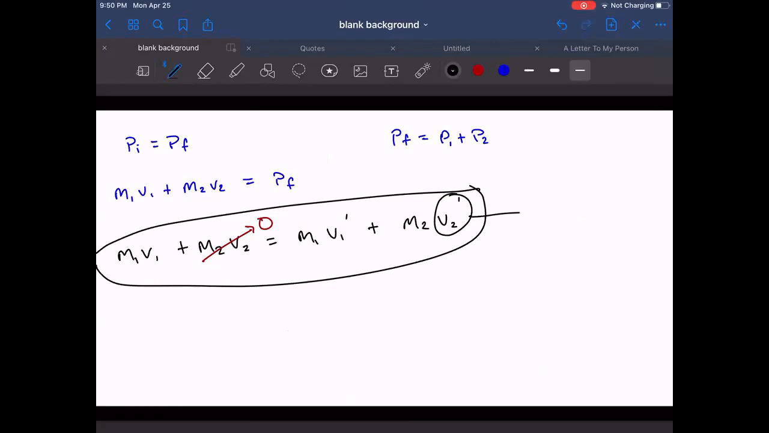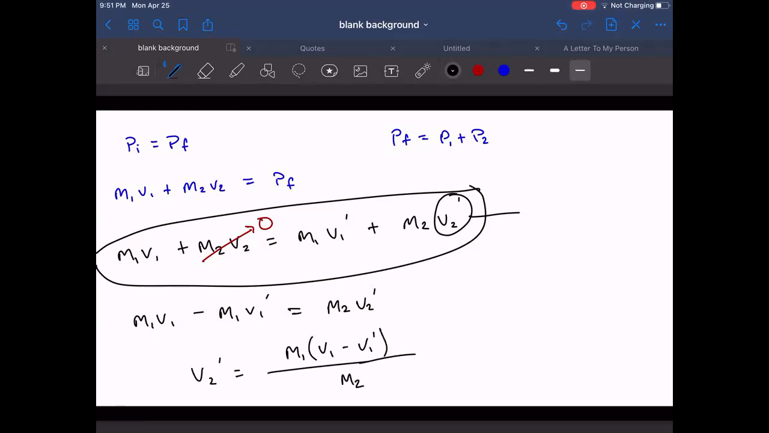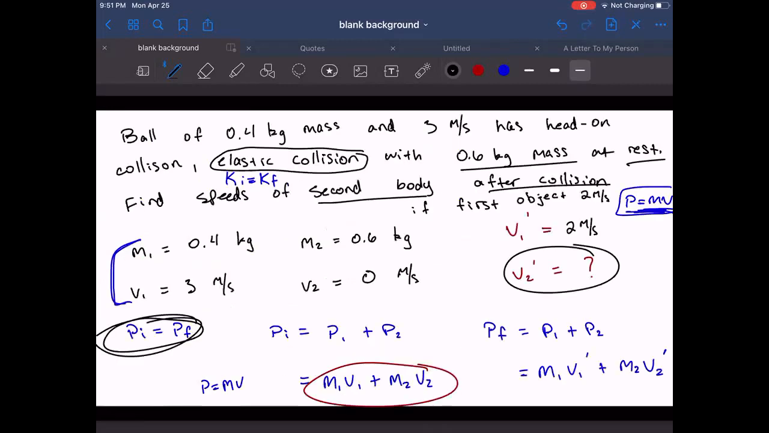So then I would say, M1 V1 minus M1 V1 primed, initial velocity of the first object, final of the first object, equals M2 V2 primed. Divide both sides by M2. And then you can do this. The initial was 3, so 1. 1 is 4. Okay, so 2/3.